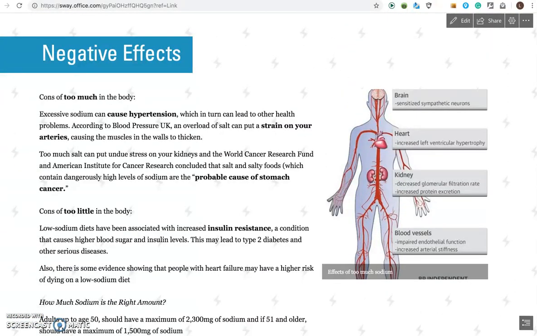Adults up to the age of 50 should have a maximum of 2,300 milligrams of sodium, and if 51 and older, should have a maximum of 1,500 milligrams of sodium.